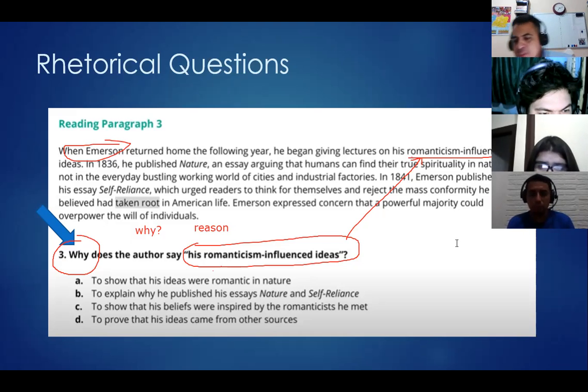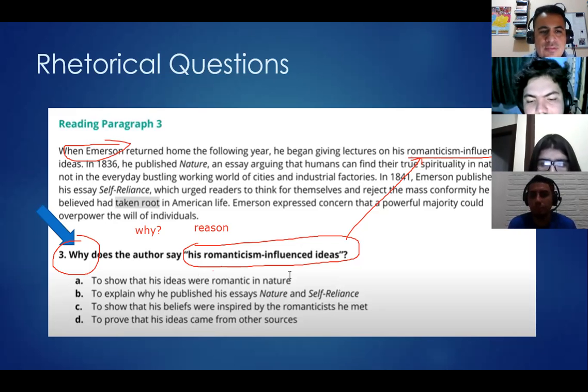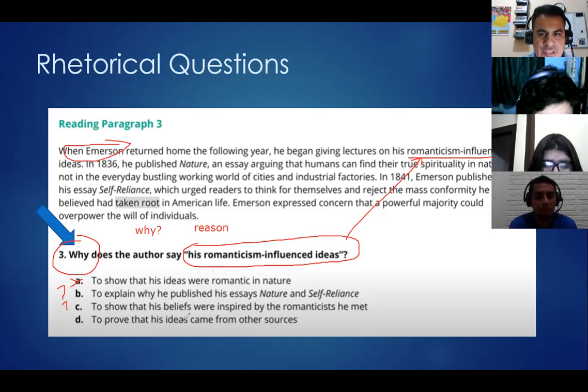Okay, ready? So we're looking for a reason. Let's read the answers. A, to show that his ideas were romantic in nature. Es decir, él habló del amor, de enamorar a una chica. No, right? No. So, no. A, not an option. B, to explain why he published his essay, Nature and Self-Reliance. Maybe. But I don't think that's the reason why. C, to show that his beliefs were inspired by the romanticists he met. Maybe. He doesn't really say that can be. D, to prove that his ideas came from other sources.